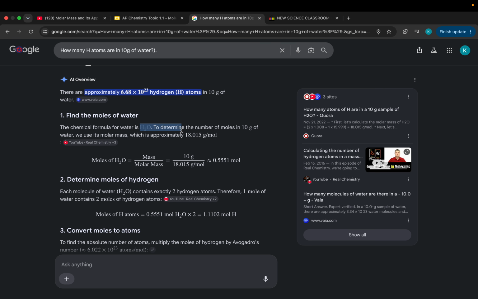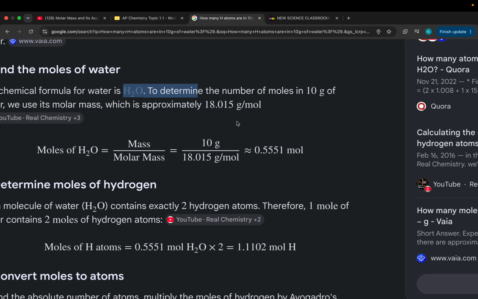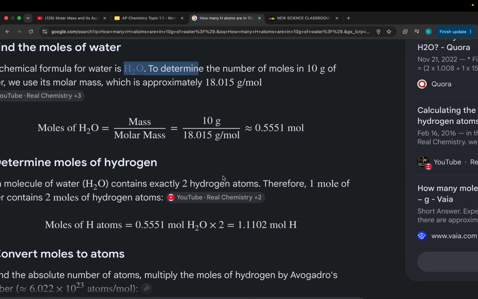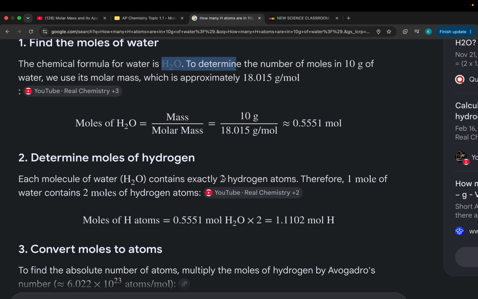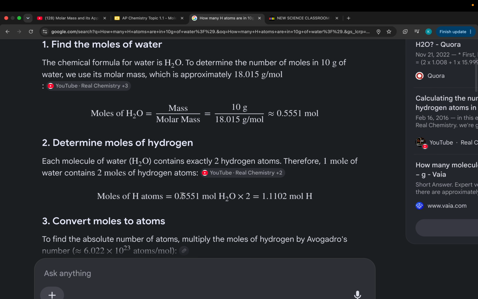Like Google said, you first go from grams to moles. That's what it did. Then it went from moles of H2O to moles of H atoms. It did the molar ratio, basically, like I did the molar ratio.